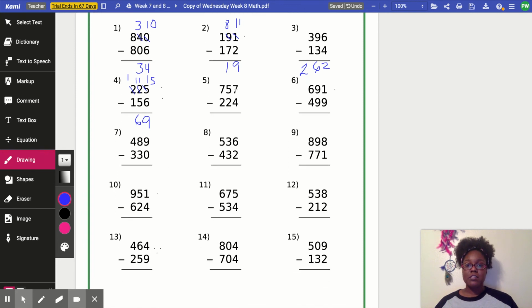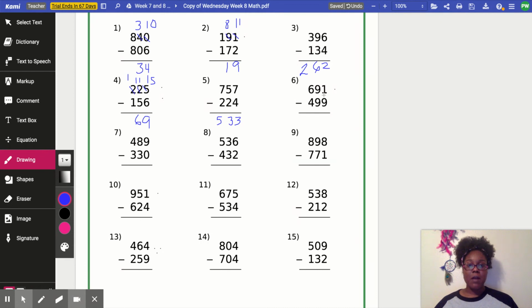Number 5, 7 take away 4 is 3. 5 take away 2 is 3. And 7 take away 2 is 5. The difference is 533.